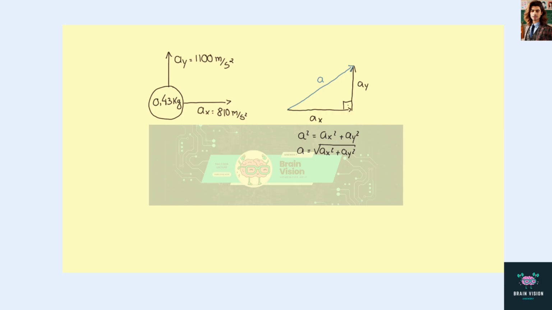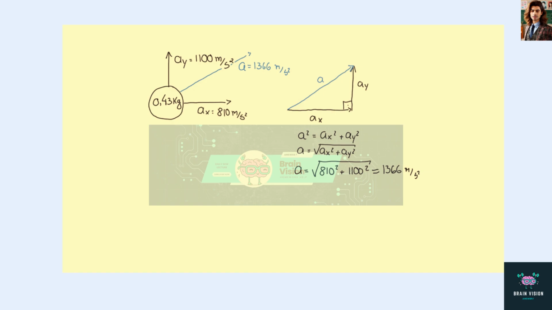Then we can plug in the values that were given by the problem to calculate the magnitude of the resulting acceleration. It is the following. A is equal to the square root of 810 squared plus 1100 squared. And this gives us approximately 1366 meters per second squared. So this is the resulting acceleration, and it points in between the two accelerations. So it points in this direction, and the magnitude is approximately 1366 meters per second squared.